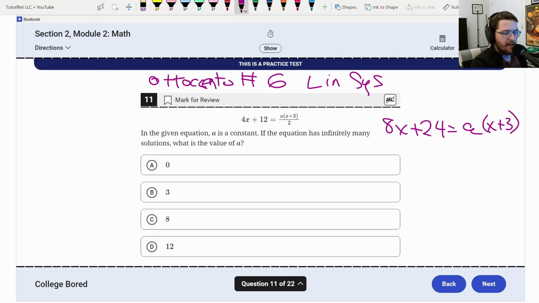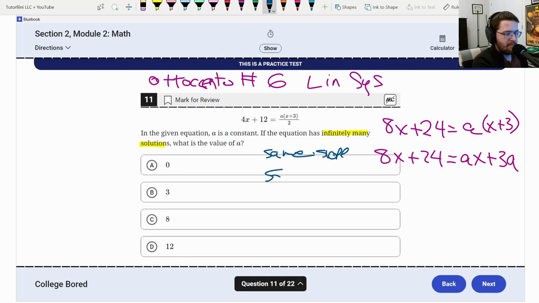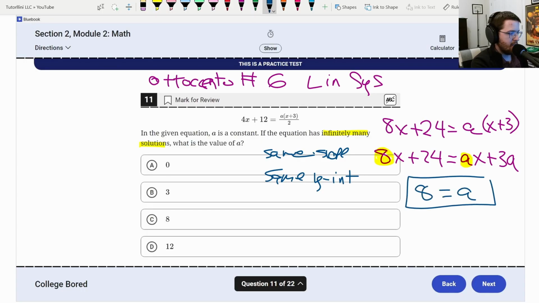And we still don't like that. We want to get the right side in slope-intercept form. So let's distribute that a. So 8x plus 24 equals ax plus 3a. Lines with infinitely many solutions have the same slope and the same y-intercept. So same slope. The slope of the left side is 8. The slope of the right side is a. Same means to set them equal. So 8 equals a, or in other words, a equals 8. And that is the answer.